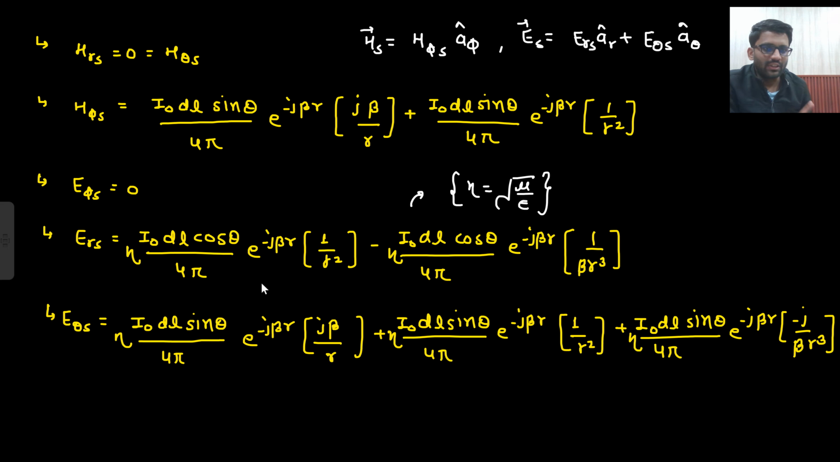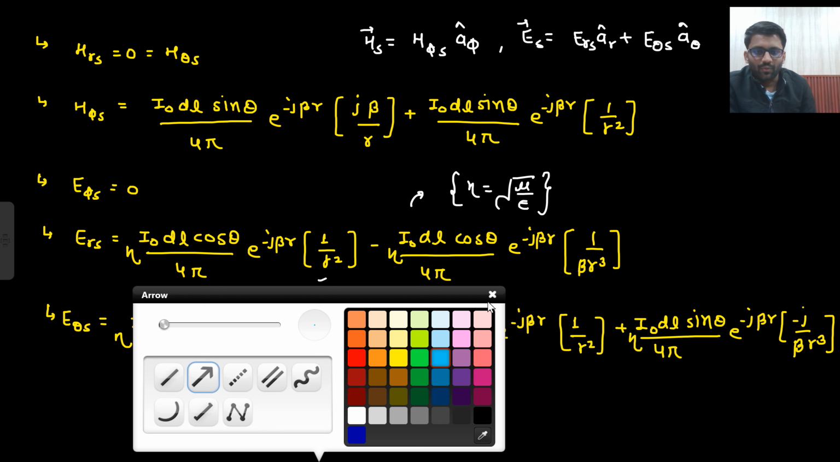Now what do you see here? There are also two components. One is because of 1 by r square, one is because of 1 by beta r cube. Here there are three components: one is because of beta by r, 1 by r square, and 1 by beta r cube. So what do you think? What can you conclude from here?